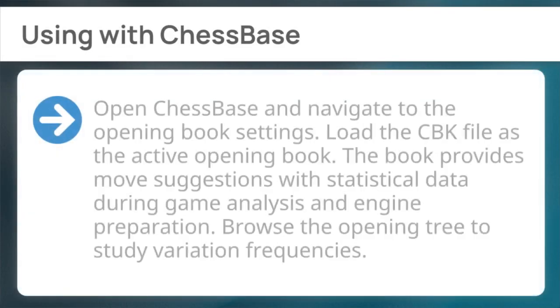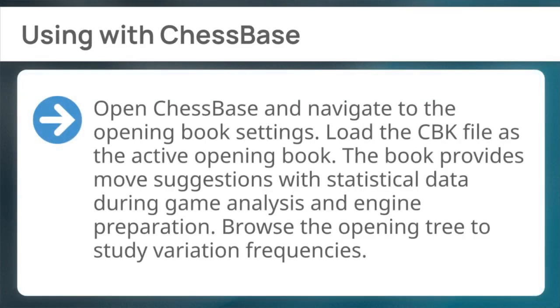First, using with ChessBase. Open ChessBase and navigate to the opening book settings. Load the CBK file as the active opening book. The book provides move suggestions with statistical data during game analysis and engine preparation. Browse the opening tree to study variation frequencies.